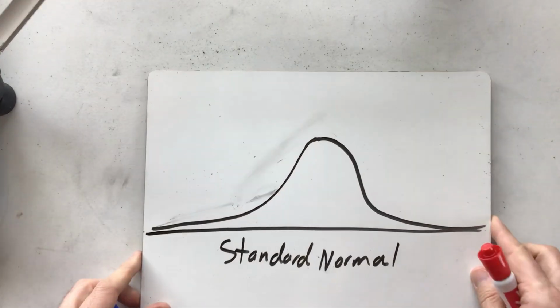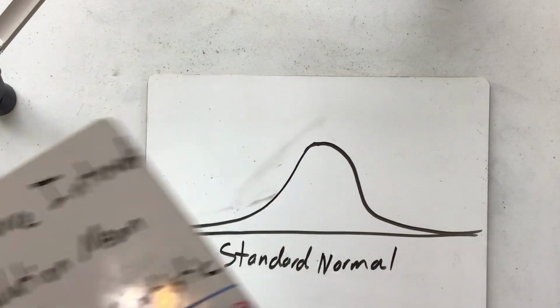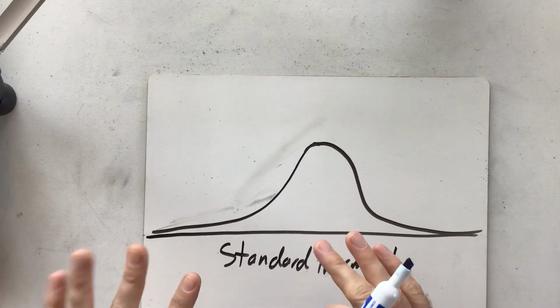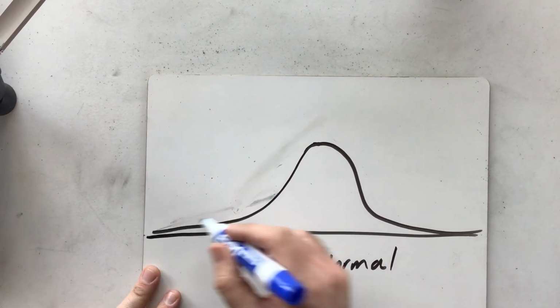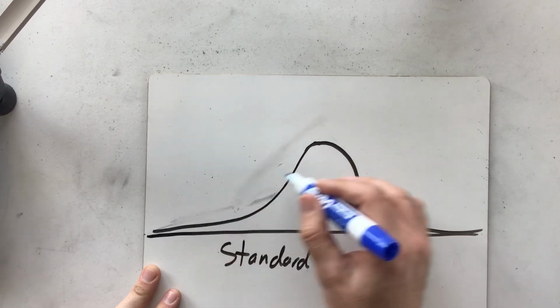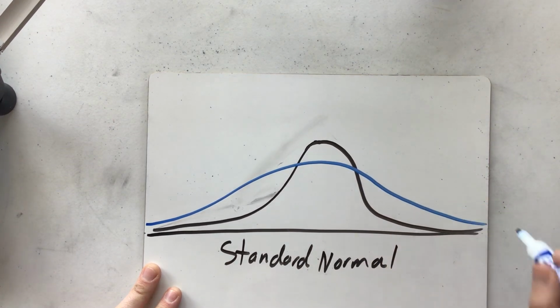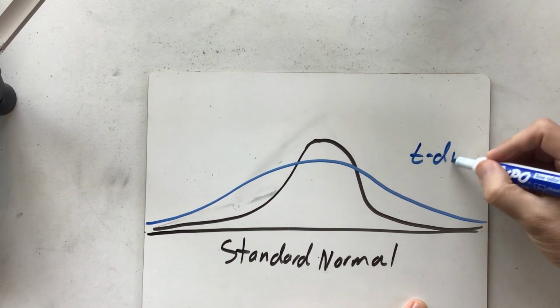So the student's t-distribution is a lot like a standard normal distribution. So here's a standard normal distribution. The difference with the student's t-distribution is that because we're using S instead of sigma, it could be that our standard deviation is not quite perfect. So we need to be a little bit more careful than our standard normal. So what a student's t-distribution looks like is it looks a lot like this. The only difference is it's a little bit flatter. So this would be a t-distribution.